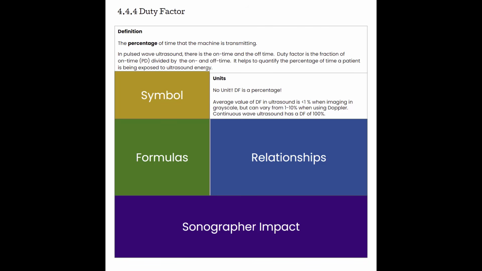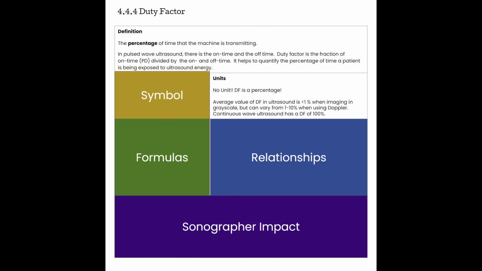When we turn on different parameters of the machine, like using Doppler, it actually has to talk a little bit more to get a little bit more information. And it also uses longer pulse durations or longer spatial pulse lengths. And because of that, that's going to increase the amount of talking time compared to listening. So we'll see an increase from about 1 to 10% when we turn on Doppler.